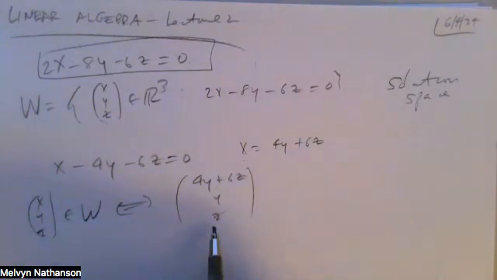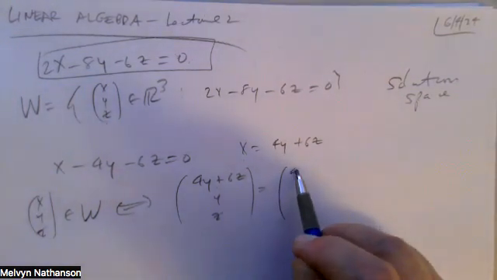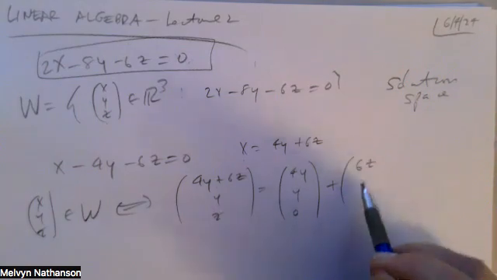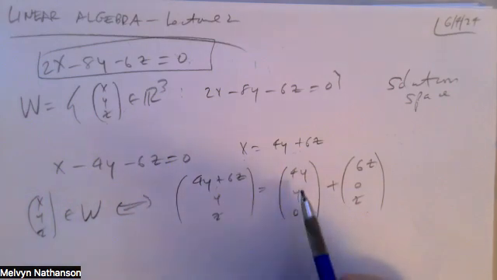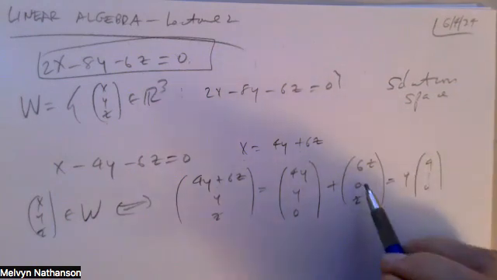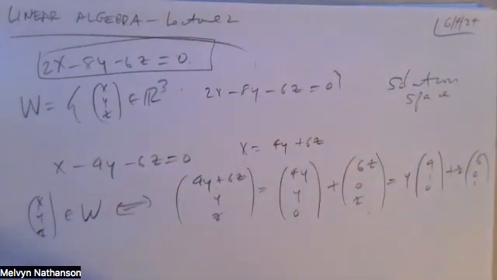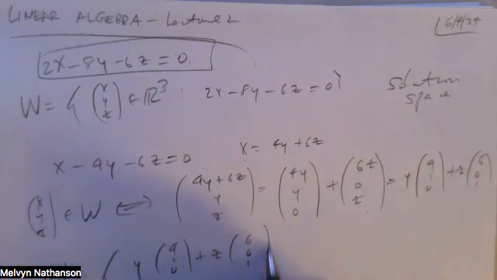And for any y and z, this vector will be a solution, which we can write as, if we separate out the parts that have a y, 4y, y, 0, plus 6z, 0, z. You add these two vectors, this is what you get. And this is simply y times the vector 4, 1, 0, and this is z times the vector 6, 0, 1. So the solution space W is a set of all linear combinations of the vectors 4, 1, 0 and 6, 0, 1.